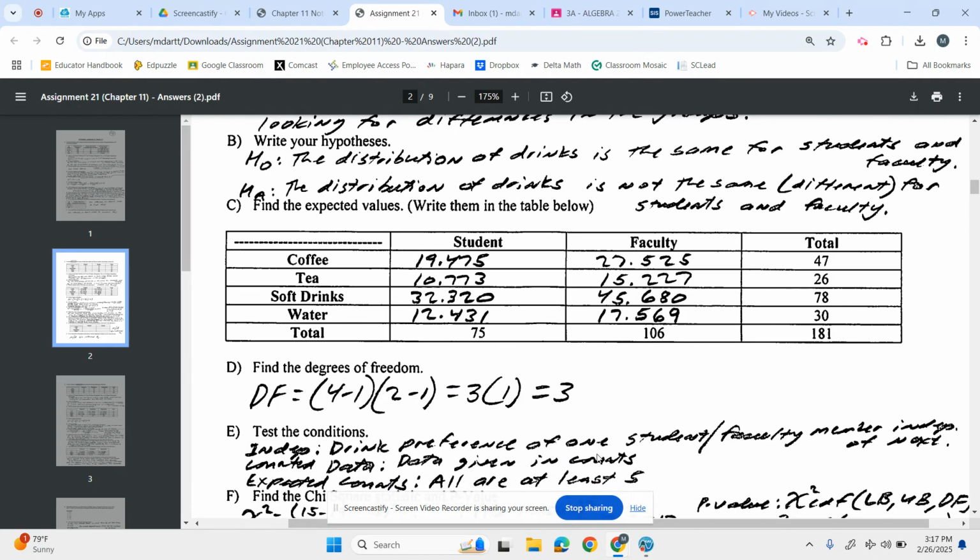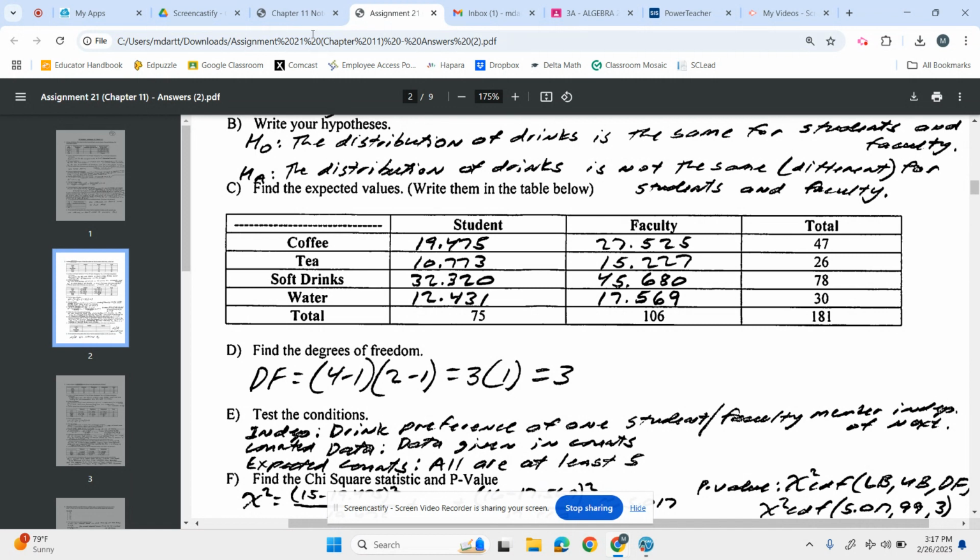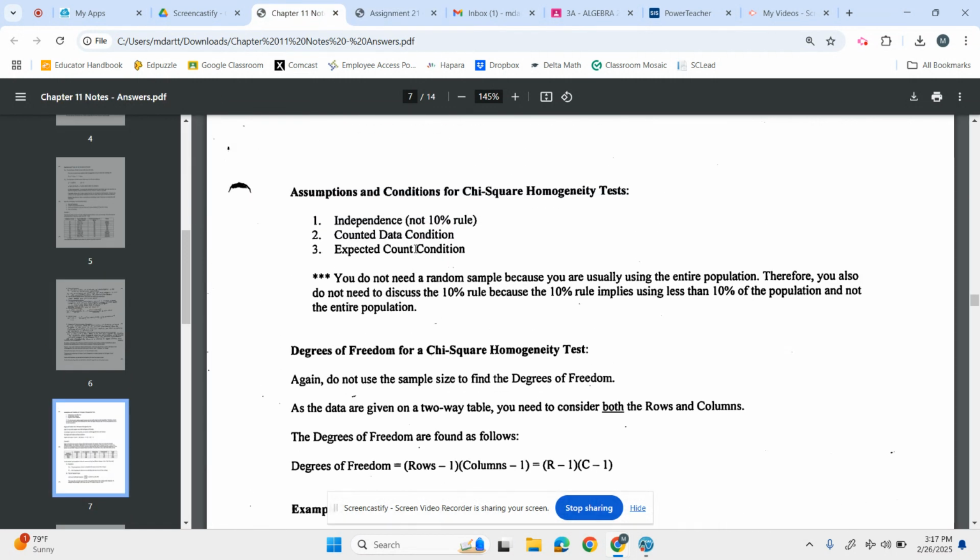All right, now, when you do your conditions for homogeneity, these are a little bit different. You do not have to do the 10% rule, and you also don't have to do random, because with homogeneity you're using the entire population. You only have to do independent, counted, and expected. So you never have to do the 10% rule, nor random, because you're using everyone.